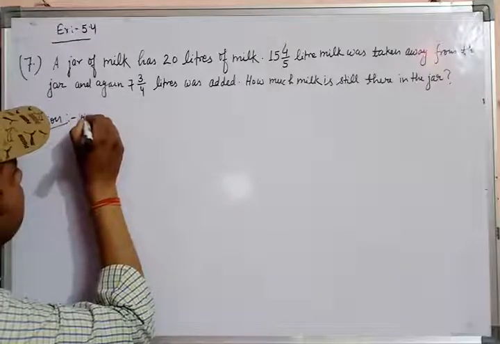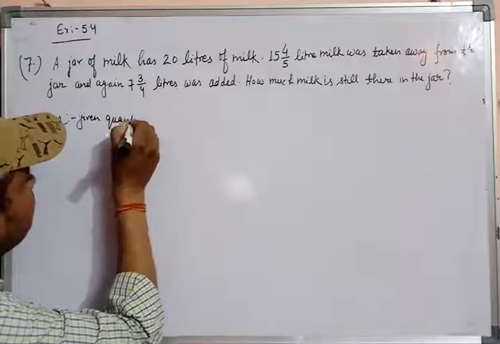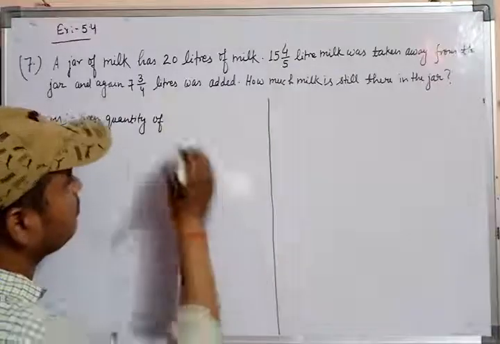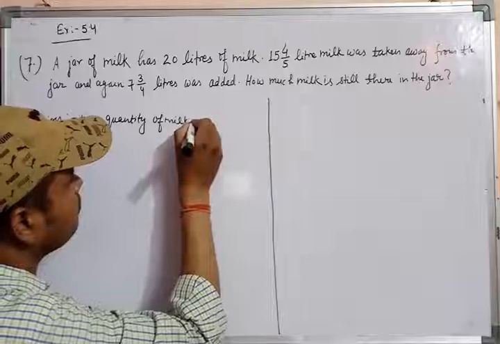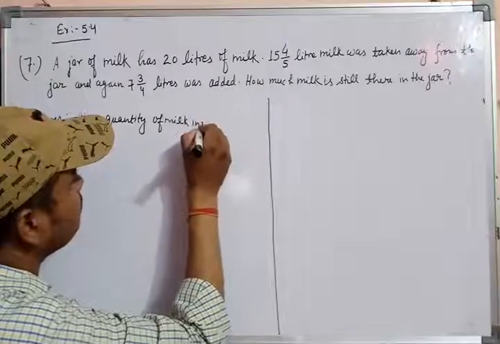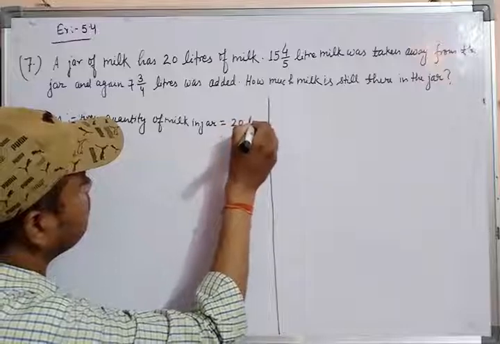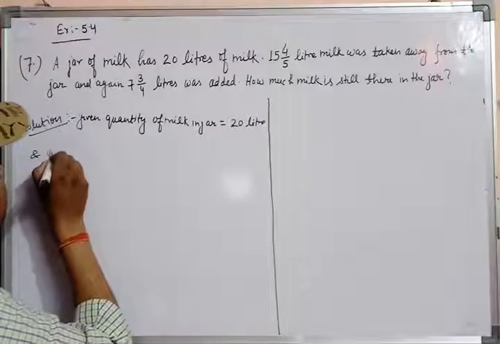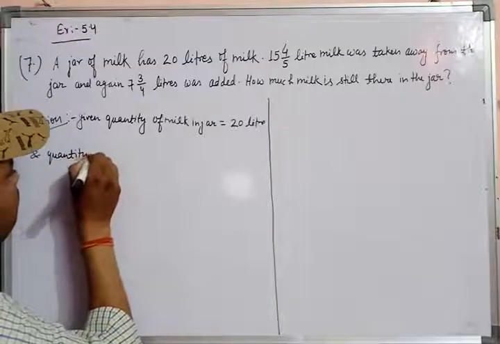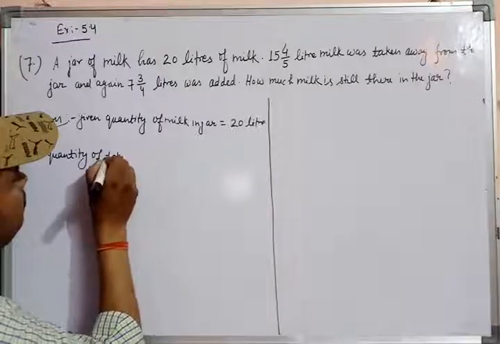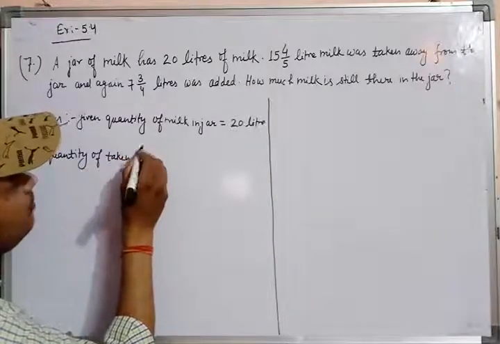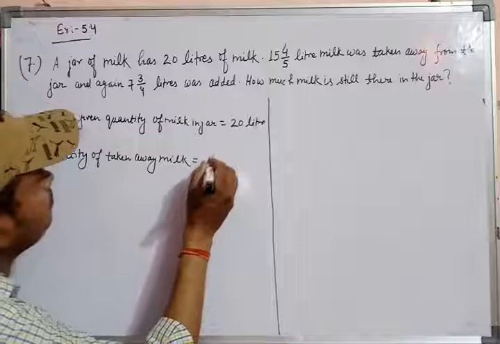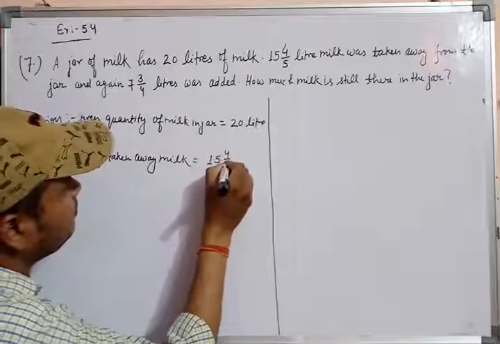Given: quantity of milk in jar is equal to 20 liter, and quantity of taken away milk is equal to 15, right, 4/5 liter.